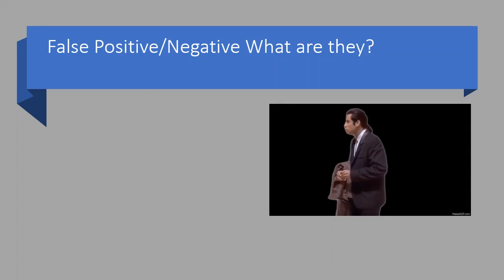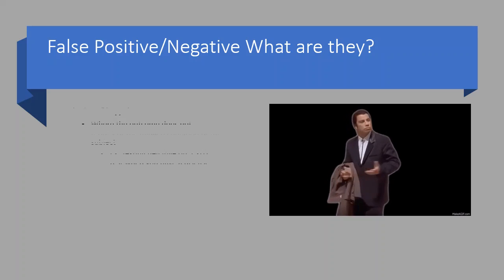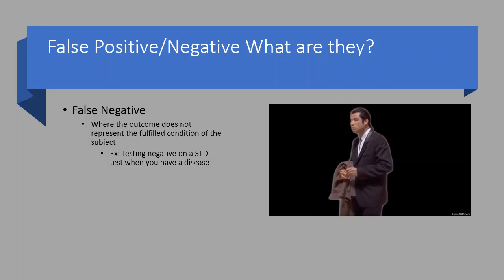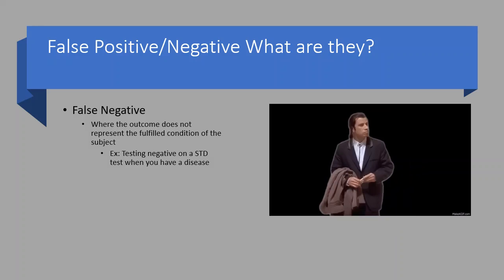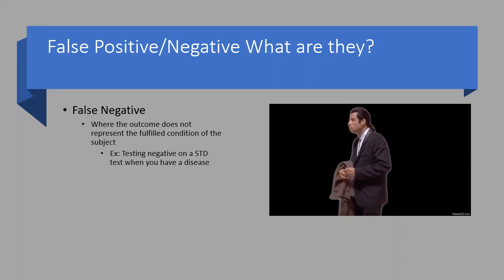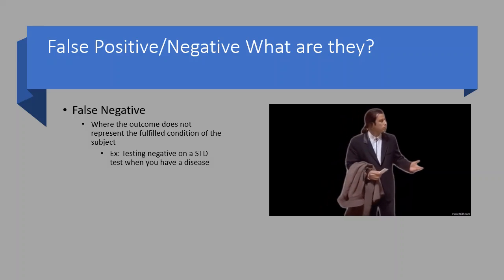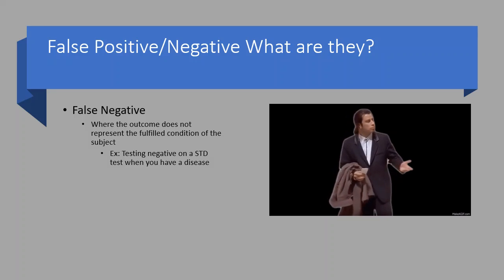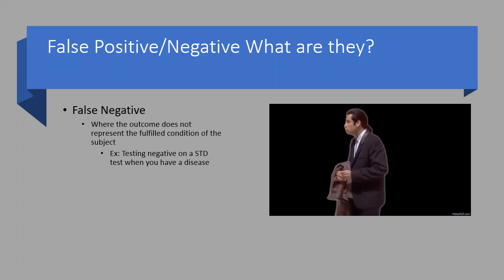So, for a false positive or a false negative, what are they? A false negative is where the outcome or the result does not represent the fulfilled condition of the subject. For example, if you know you have an STD, but you get tested and you come out negative even though you have the disease, that is a false negative.